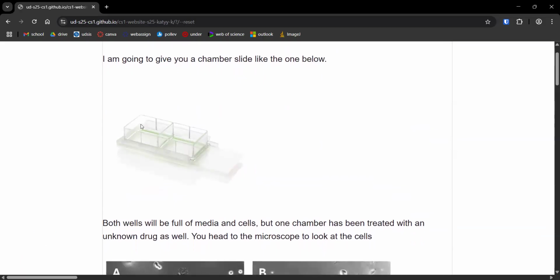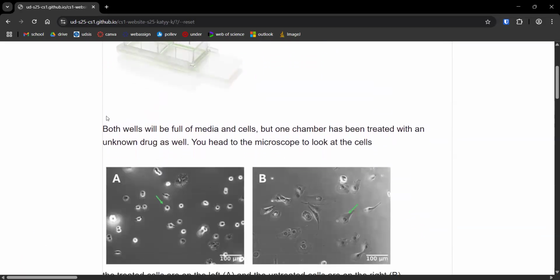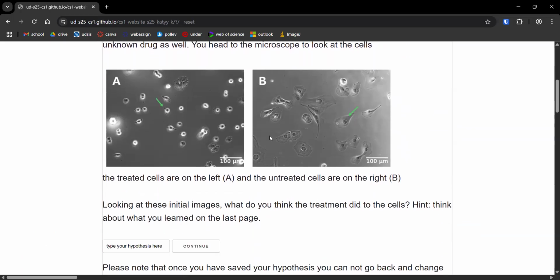I'm going to give you a chamber slide, just like this one in the picture. Both of them will be full of media and cells, but one of them I have treated with an unknown drug that does something to the cells, and that's what you're trying to figure out in this lab. So you go to the microscope and you see this image here.